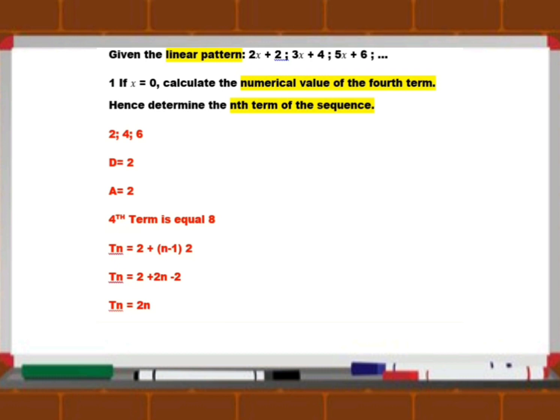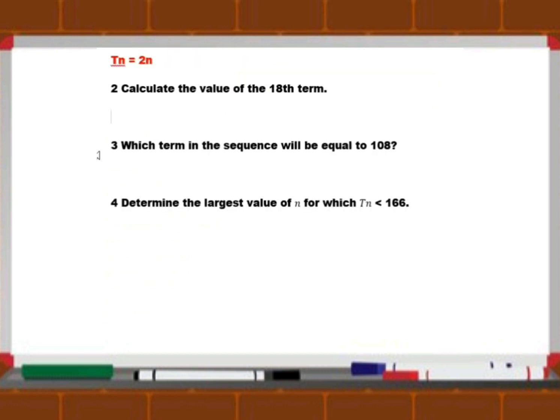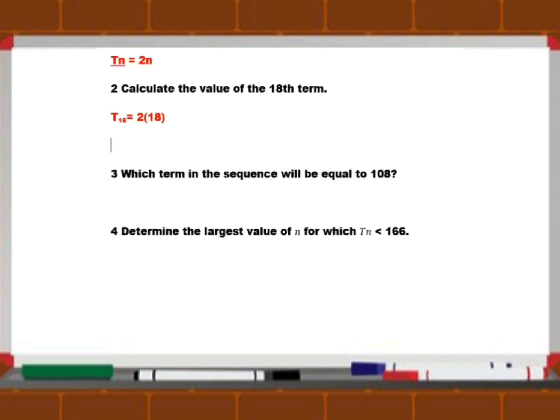So we've answered question 1. Let's move on to question 2. Question 2 says, calculate the value of the 18th term. So it's equal to 2n, which is 2 times 18. So what's your final answer? Your final answer is 36.